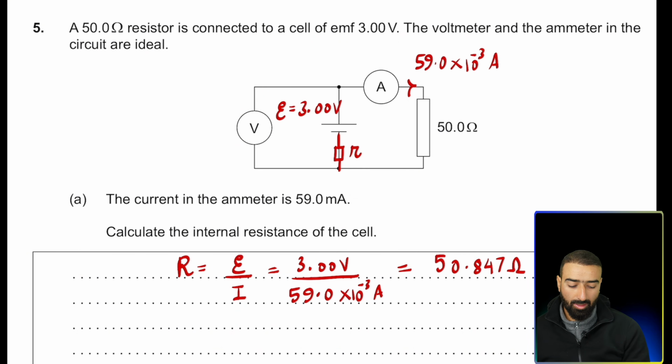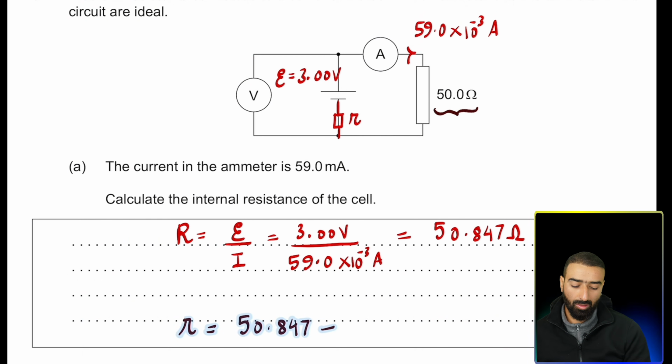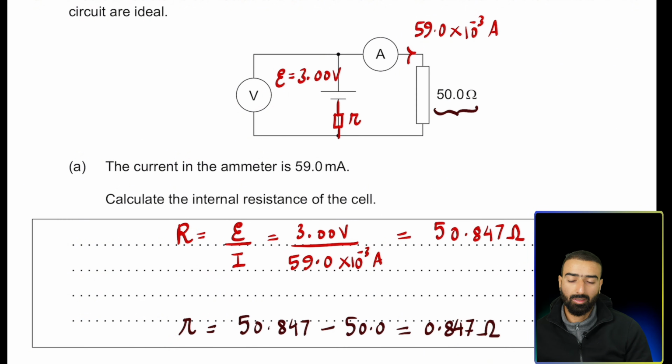The total resistance comprises two resistors, 50 ohms and this R. The internal resistance therefore is the total resistance, which is 50.847 minus the resistance of this resistor, which is 50.0 ohms, which turns out to be about 0.847 ohms. This is the internal resistance of the cell. Alright, let's move on to the next part.